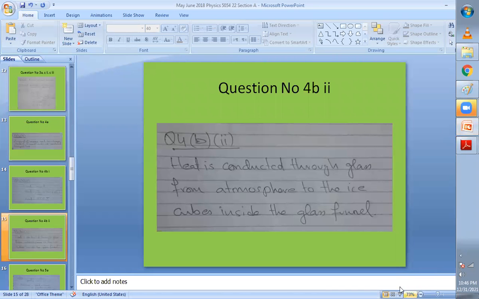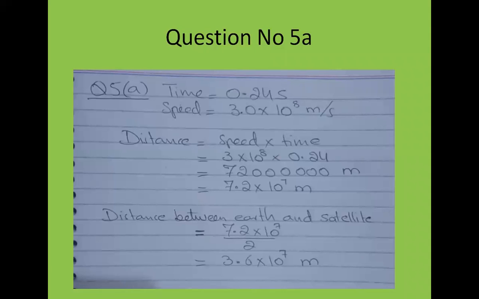Okay, so let me show you. Just remember, the time taken by the signal to go and come back is 0.24 seconds. The speed of the signal is 3 × 10^8 meters per second. The distance traveled by the signal in going and coming back will be speed times time, 3 × 10^8 multiplied by 0.24, and you will get 7.2 × 10^7 meters. So this is the distance the signal traveled in going and coming back.